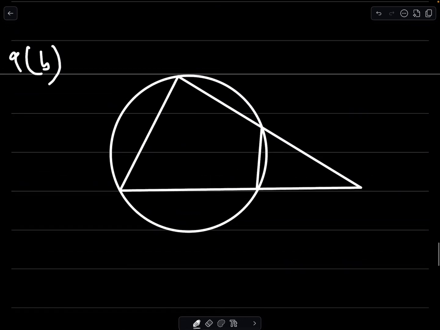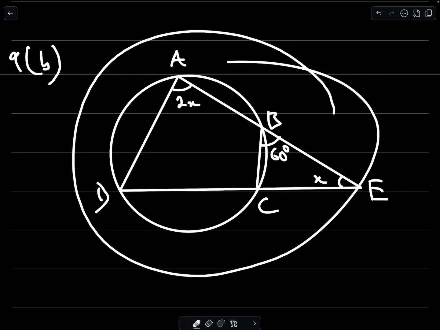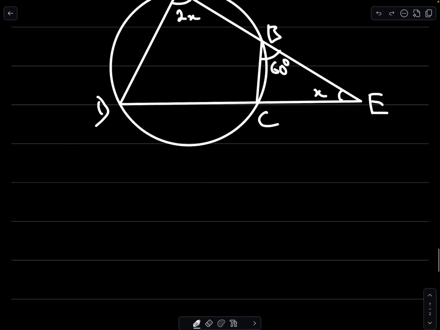Now let's label the parts of it. Let's label the circle A, B, C, D, and this is E. Now this angle is 60 degrees. This angle is X. This angle is 2x. Now the question says calculate the value of x giving a reason for each step in your answer. So this is a diagram and I want us to find the value of x.